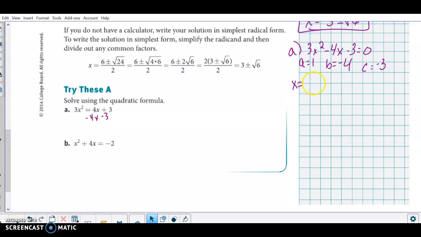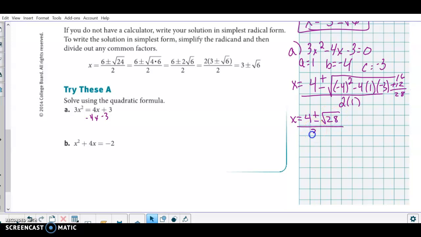So x equals negative b. B is already negative, so it becomes positive, plus or minus the square root of b squared minus 4 times a times c all over 2a. Now I'm going to continue to simplify here. 4 plus or minus, I'm going to go ahead and simplify this in one step. This is 16 plus 12 is 28, so the square root of 28 all over 2.